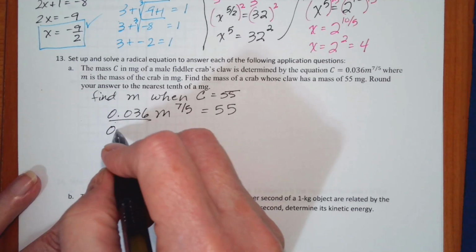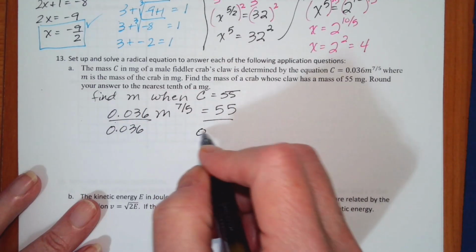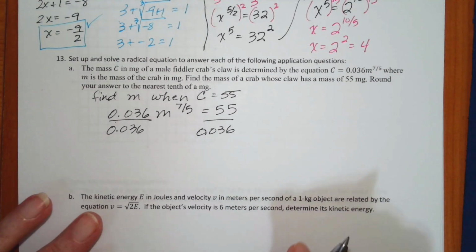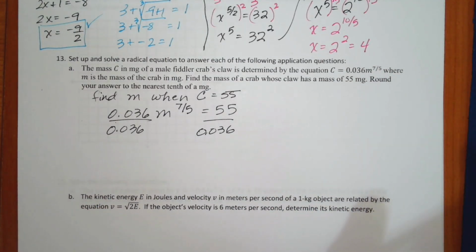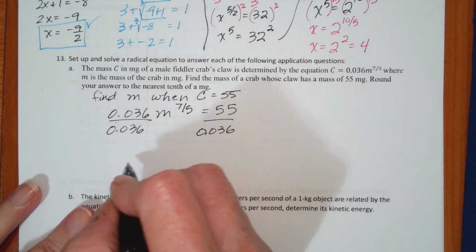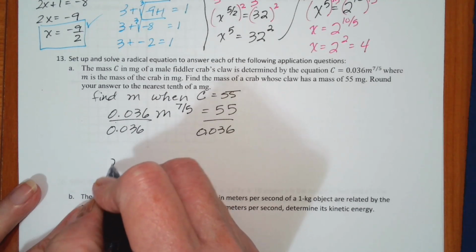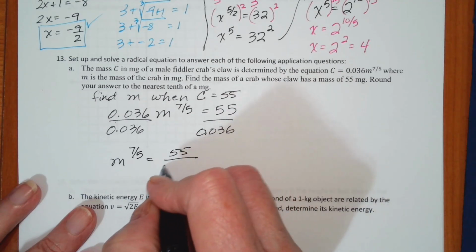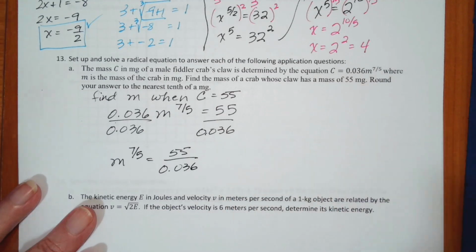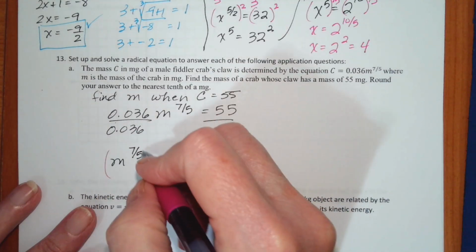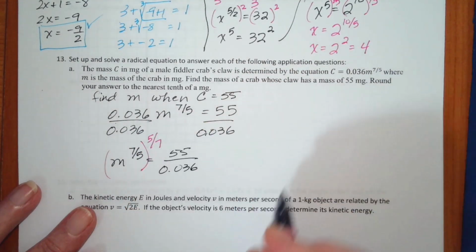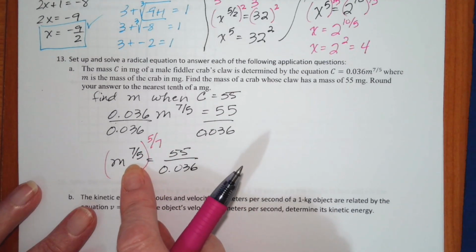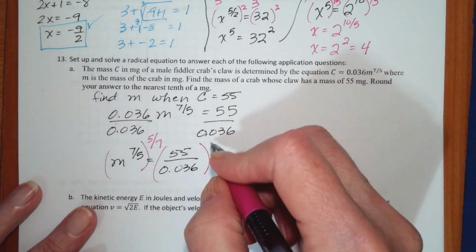Okay, so I'm going to divide both sides by 0.036. Now, I'm not going to do anything in my calculator because this is clearly a calculator problem. So I'm not going to do anything until I get down to what I'm going to do in the calculator. So this tells me now that m to the 7/5 is equal to 55 divided by 0.036. Now to get the m by itself, if it's raised to the 7/5, I can raise it to the 5/7 because 7/5 times 5/7 equals 1. So I'm going to do the same thing to this side.